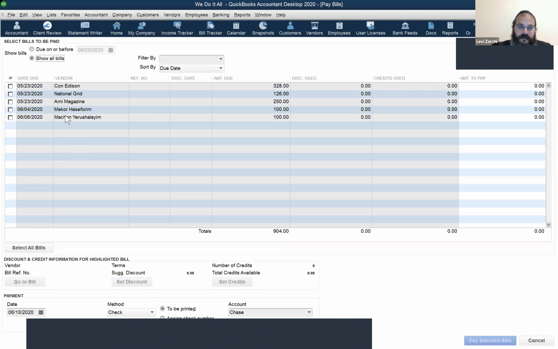Another way to do it, and this is a straightforward way of doing it, and QuickBooks will remind you, if you're writing a check to someone who has accounts payable, we remind you to do that. Let me see if there's anything.